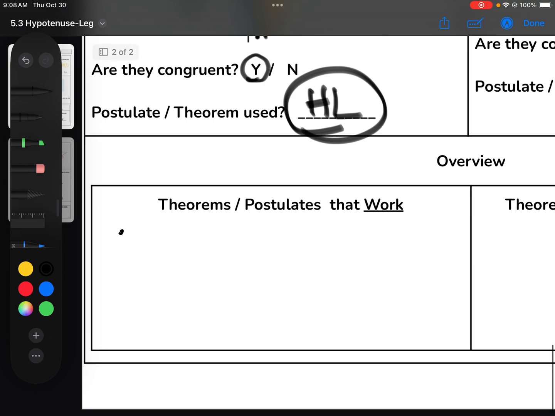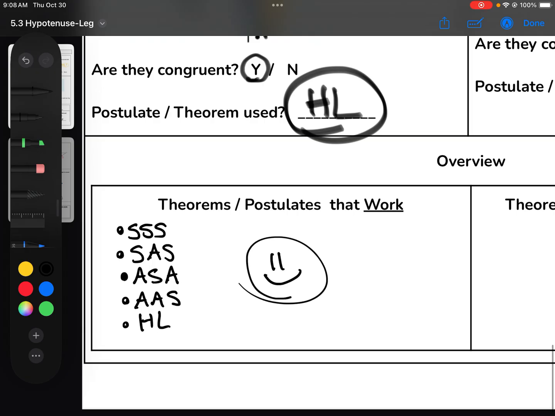So theorems and postulates that work. We have side, side, side. We have side, angle, side. We have angle, side, angle. We have angle, angle, side. We also have hypotenuse, leg. Those work. Those are great.